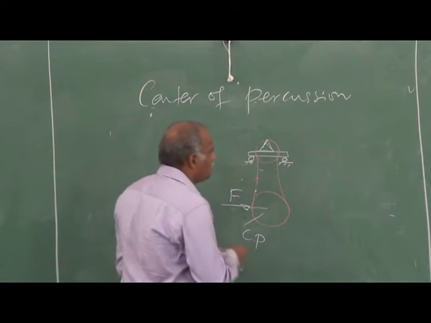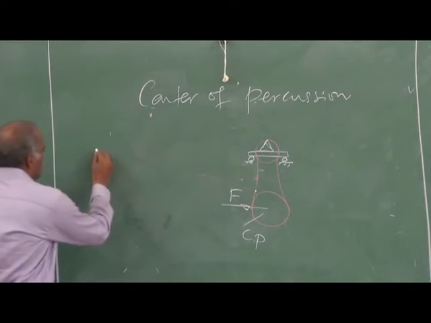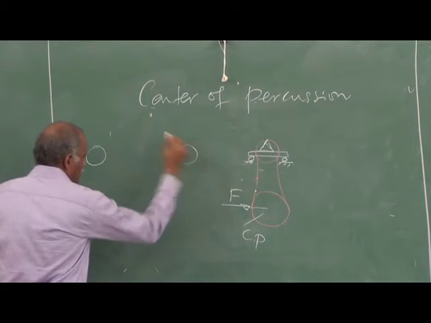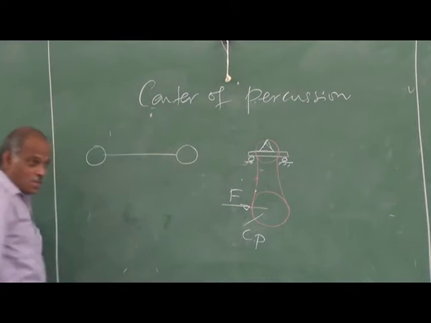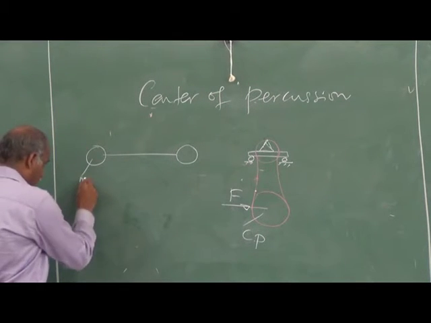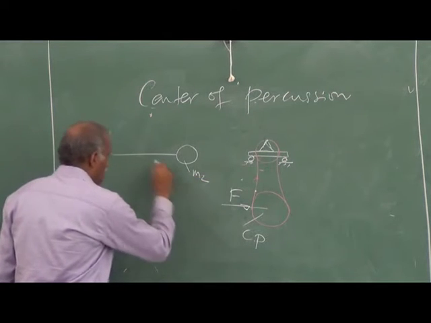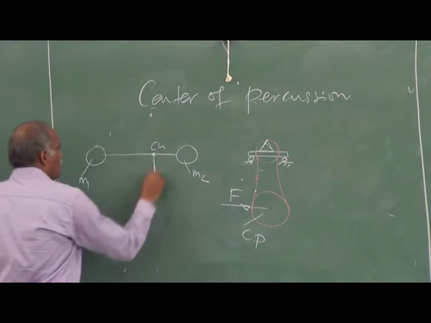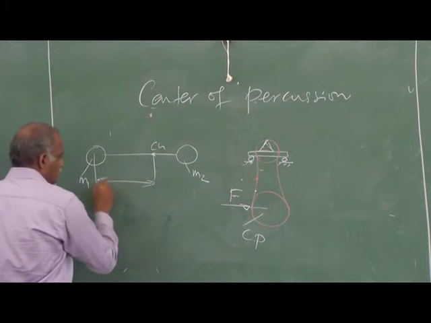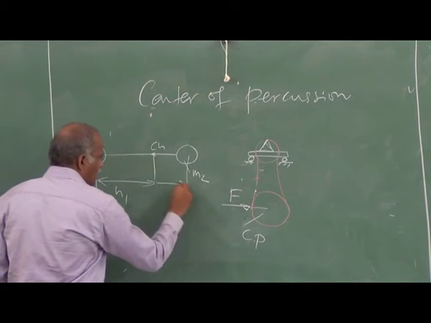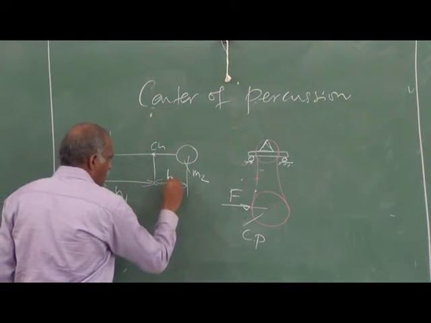What we have seen is when you dynamically model a rigid body into a two mass system, and this is your CG, this is your h1 distance, this is your distance h2.